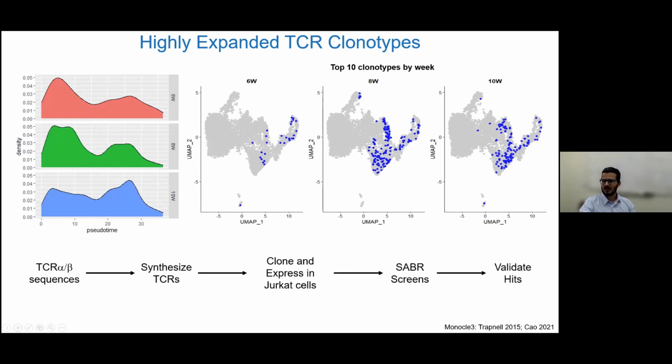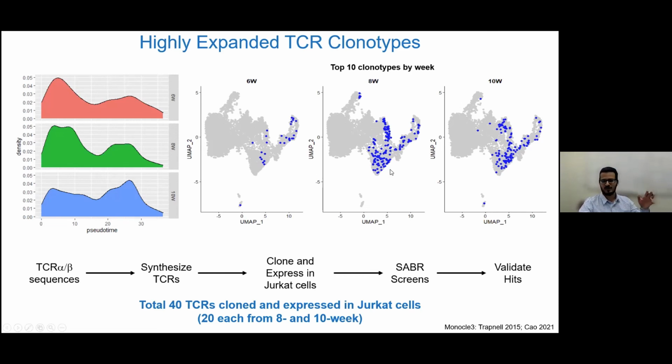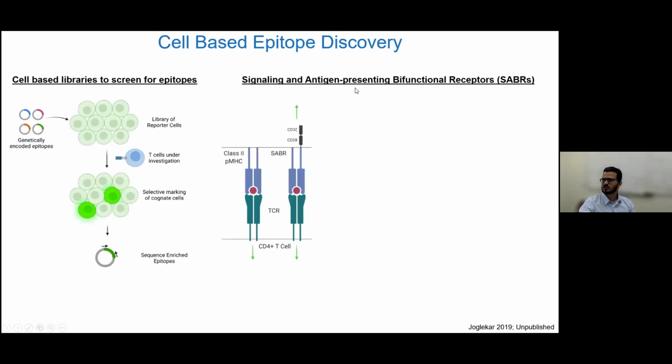So what we did in my lab is we took these top sequences. We actually took 20 TCRs each from 8 and 10-week-old NOD mice, and these were the top expanded TCRs from those mice, and expressed them in cells to perform TCR-directed antigen discovery. And for our TCR-based antigen discovery, we're using receptors called SABRs, which stand for signaling and antigen presenting bifunctional receptors, which are basically MHC complexes that have a signaling domain attached to them.